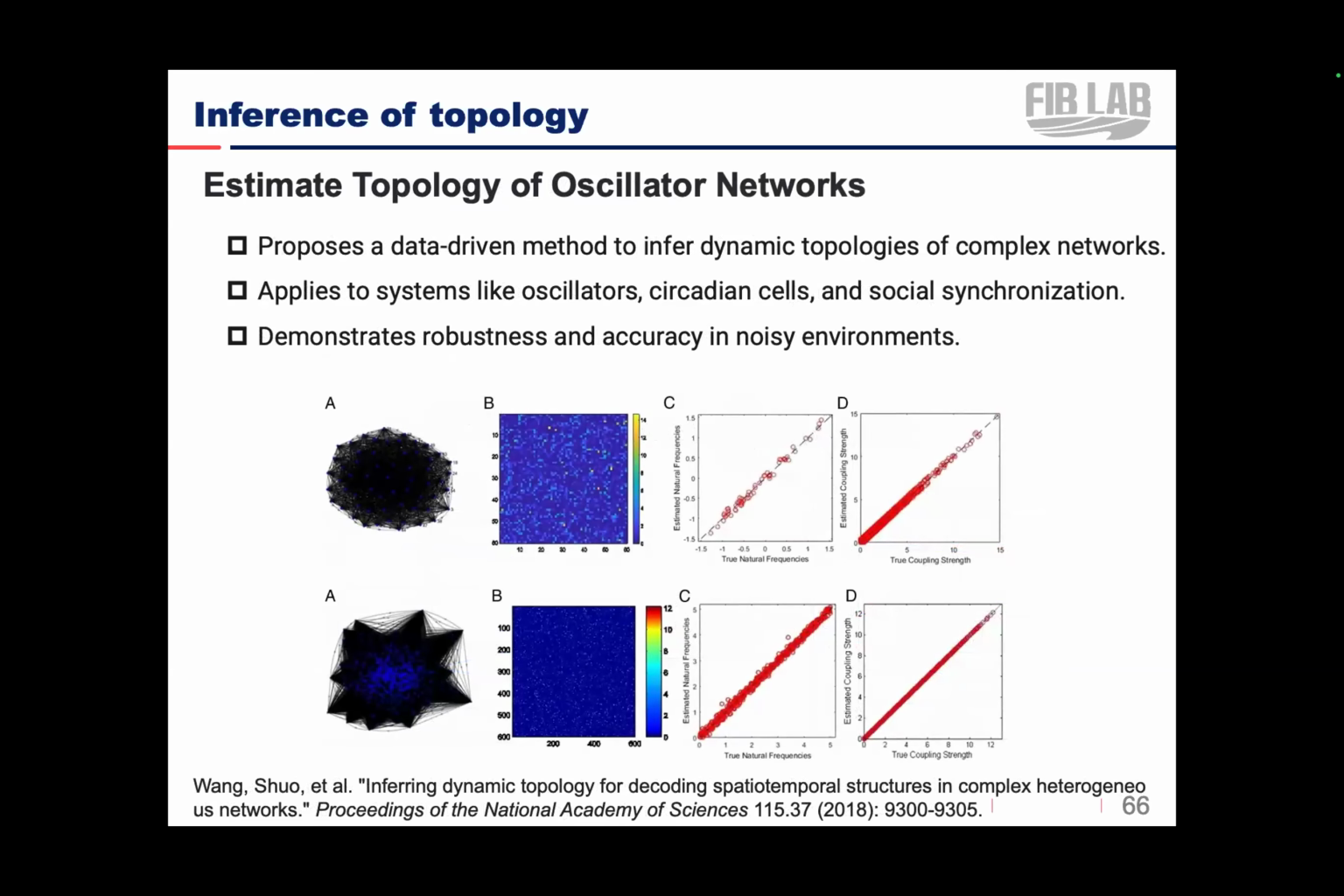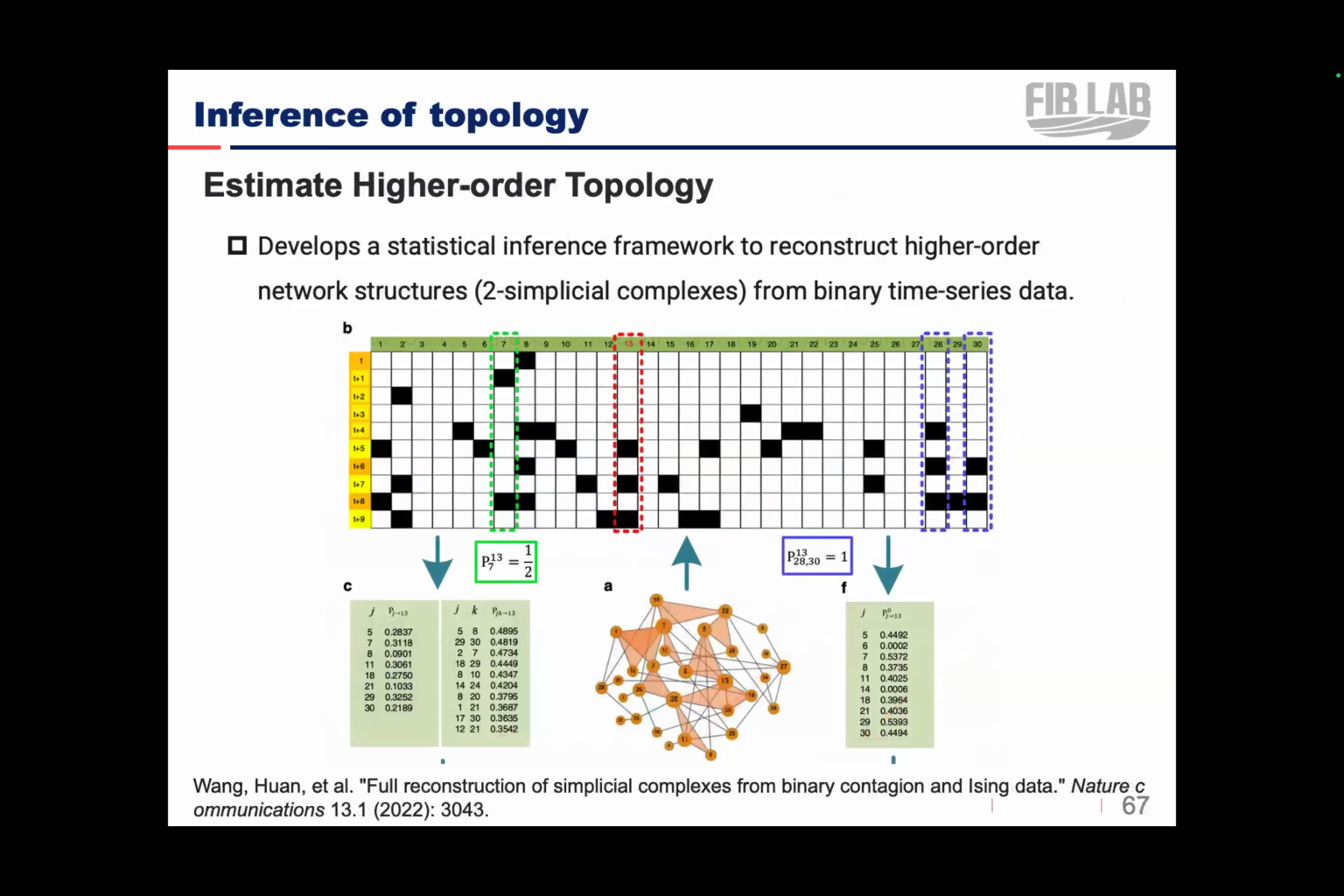Moreover, in oscillator networks, for example, rhythms like circadian rhythm in cells, connections may change over time, and data-driven methods can infer these dynamic links even in noisy conditions by modeling frequency and coupling strengths. And this helps us understand synchronization phenomena in biology, physics, and beyond.